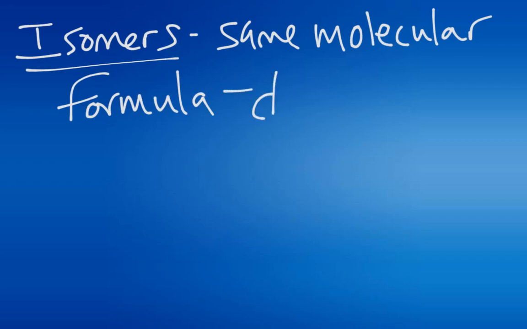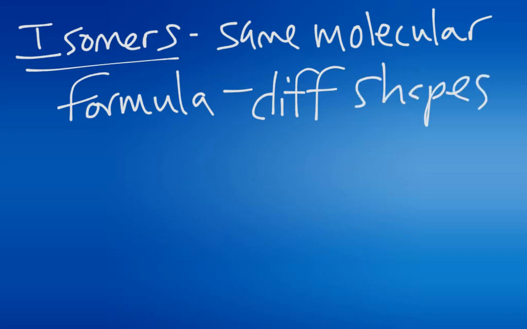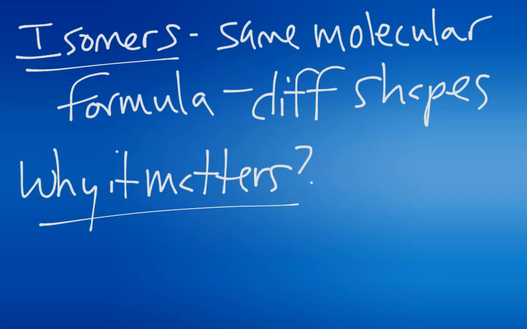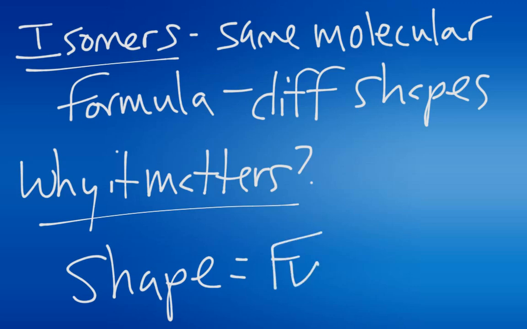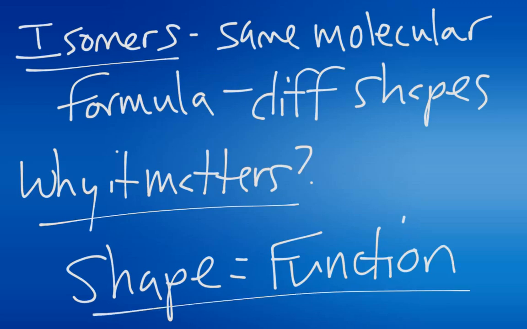So very quickly, let's review. We talked about isomers. And isomers are simply molecules that have the same molecular formula, but they're going to have different shapes. So in other words, they have the same elements and they have the same numbers of each element, but they have different shapes. We talked about why that matters, and the reason it matters is because with biological molecules, the shape is what determines the function. So if we have two molecules with different shapes, even though they have the same formula, they're going to have different functions. And then we talked about the three types.